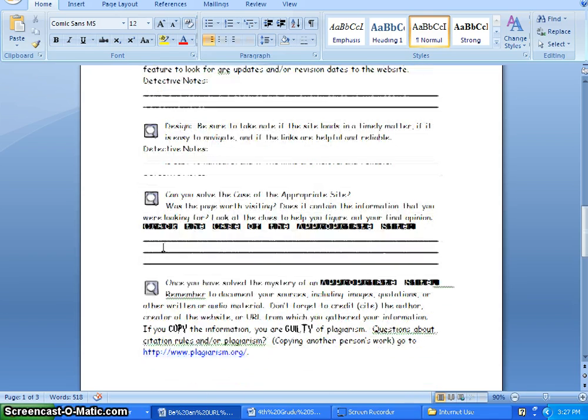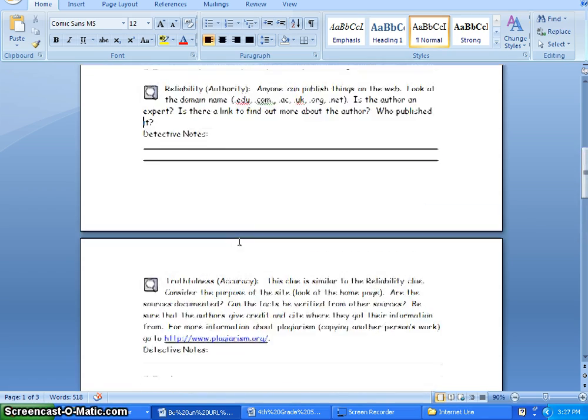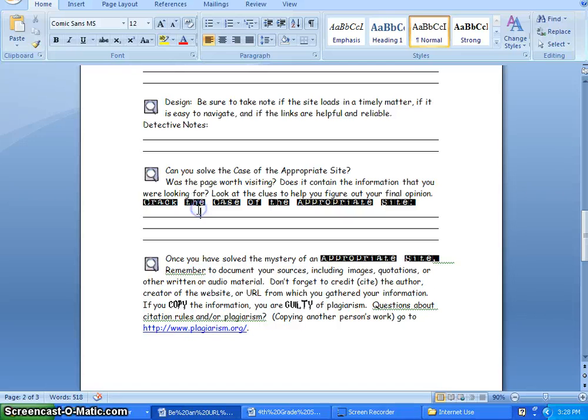The last one is whether or not you feel that this site is inappropriate. Can you solve the case of the appropriate site? Was the page worth visiting? Does it contain the information that you were looking for? Look at the clues to help you figure out your final opinion. Crack the case of the appropriate site. I'd like you at that time to go back and look at all the information that you found on the previous questions. And this one should not just include the word yes or no.